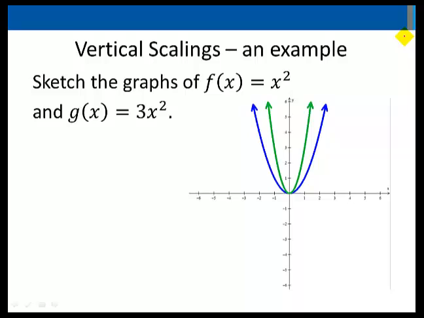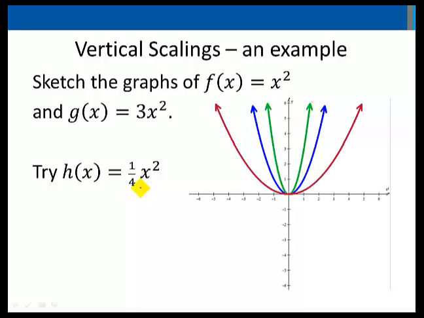Okay, well, what's happening here? g of x equals 3x squared takes f of x equals x squared and vertically stretches the graph of x squared. What about h of x equals 1/4 x squared? This graph takes the graph of f of x equals x squared and compresses that graph vertically.